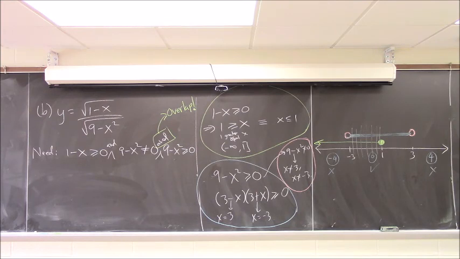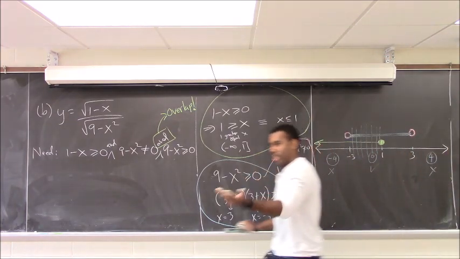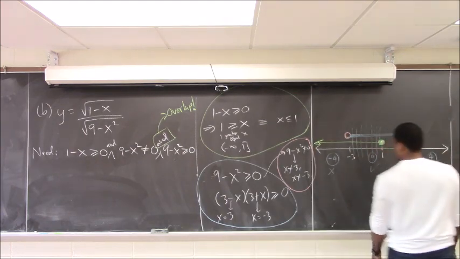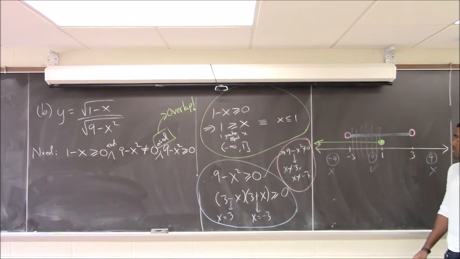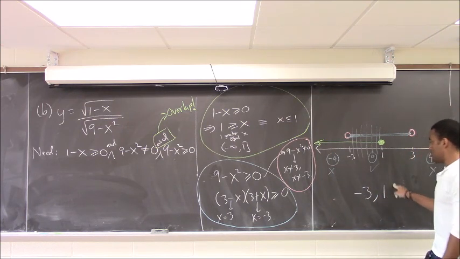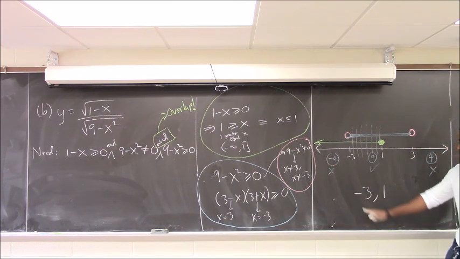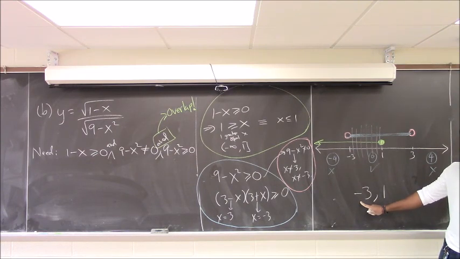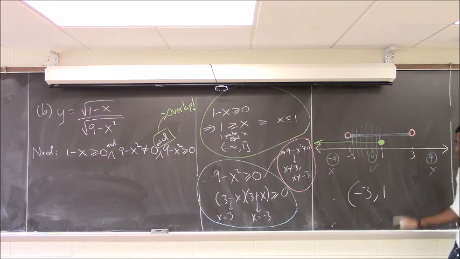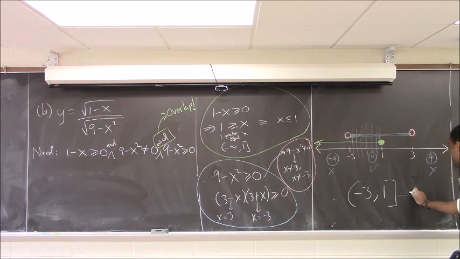So now what set includes all of this at the same time? And what do you think? What's the overlap? -3 to 1. Parentheses or brackets? At -3, it's open. Parentheses. What about at 1? Closed. So that's the domain for this one.